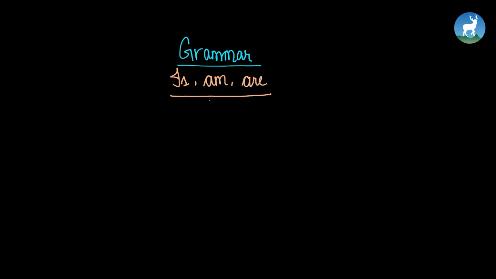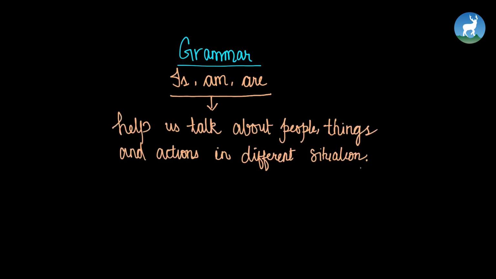Before moving into the topic, let's quickly know why and where these words are used. These words help us to talk about people, things, and actions in different situations. And these words are used to indicate the state of being. Okay, how is something happening?